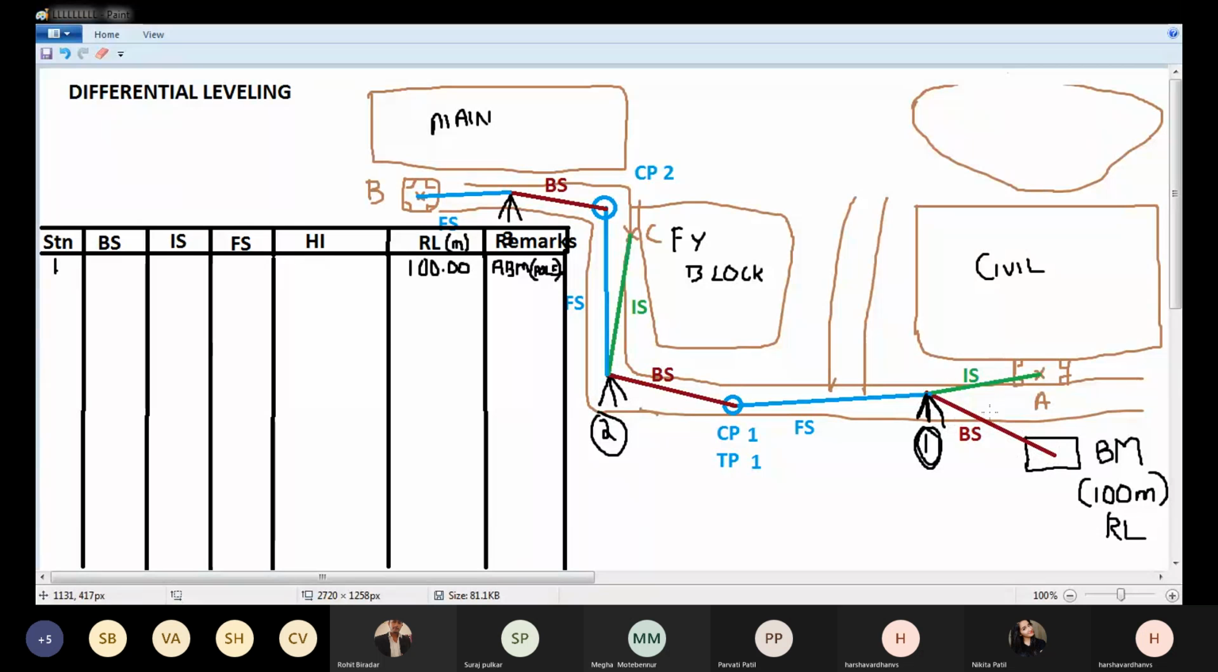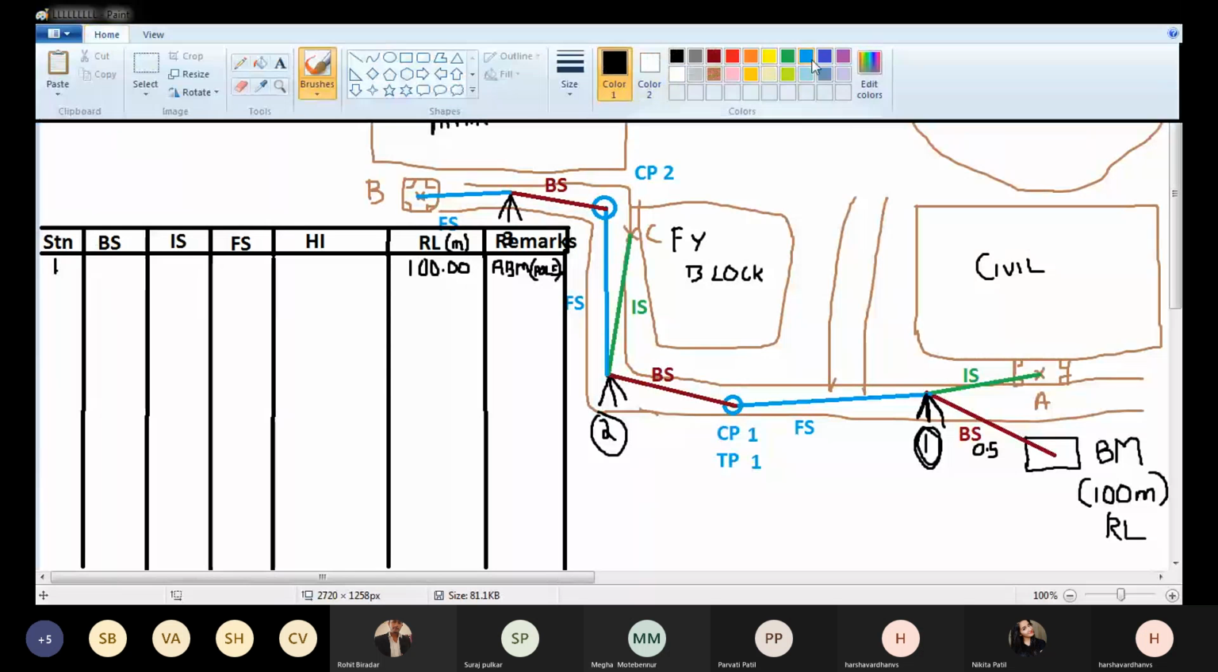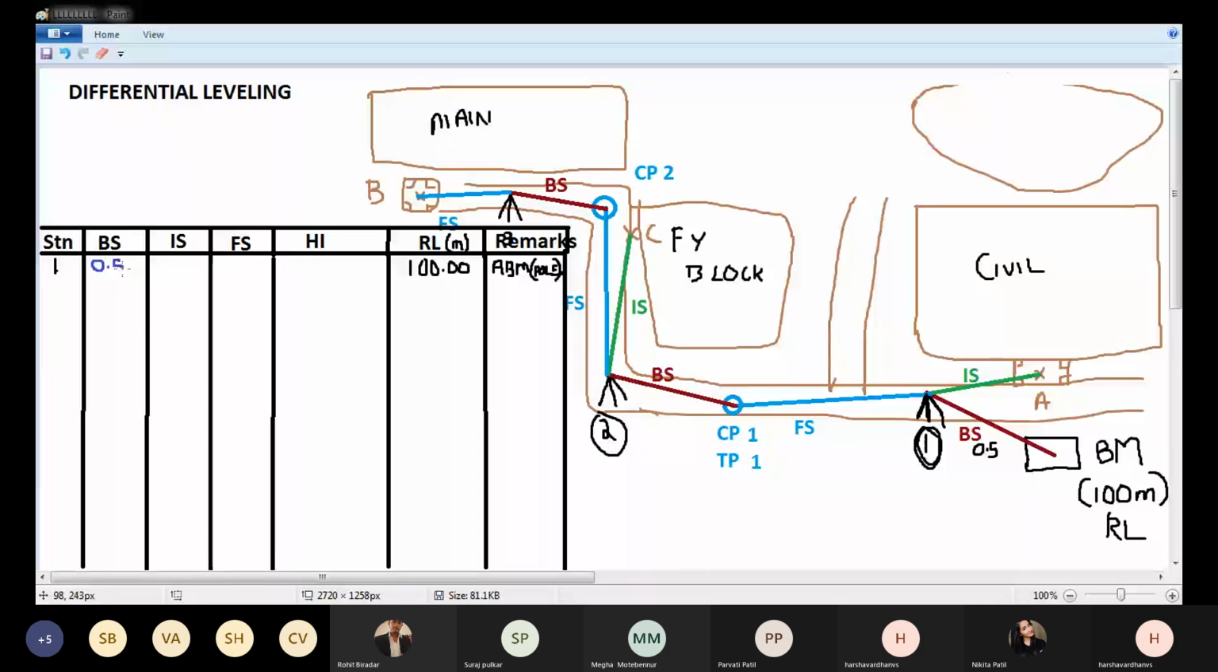So staff reading taken on a point whose elevation is known is backside. Let's say the reading is 0.5. Okay, this backside reading is 0.5. I get a staff reading of 0.5. So I'll enter this staff reading in the backside column, 0.5. So first point is the arbitrary benchmark taken on the flagpole. Understood?